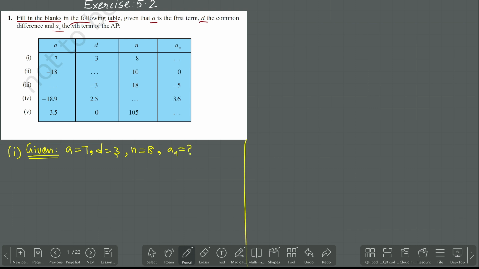Do you understand? Right. We know the formula. AN formula is A plus N minus 1 into D. Now, N value they given 8. Then what I want to find? 8th term we have to find. That is the meaning. Okay. So, A value we know 7 from the given. N value 8 minus 1. D value what it is?